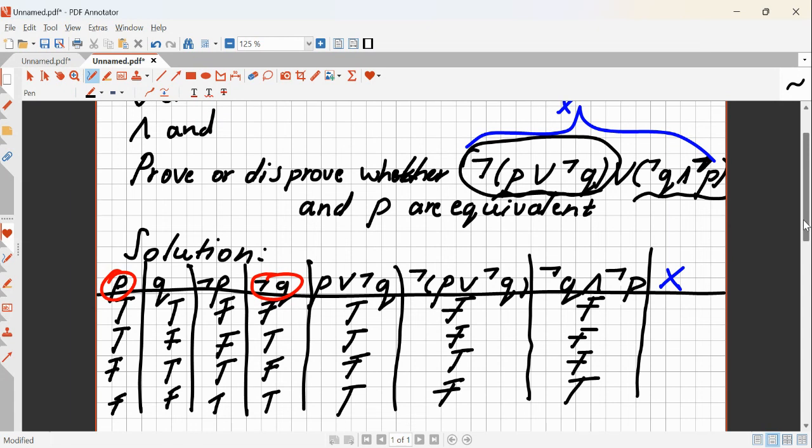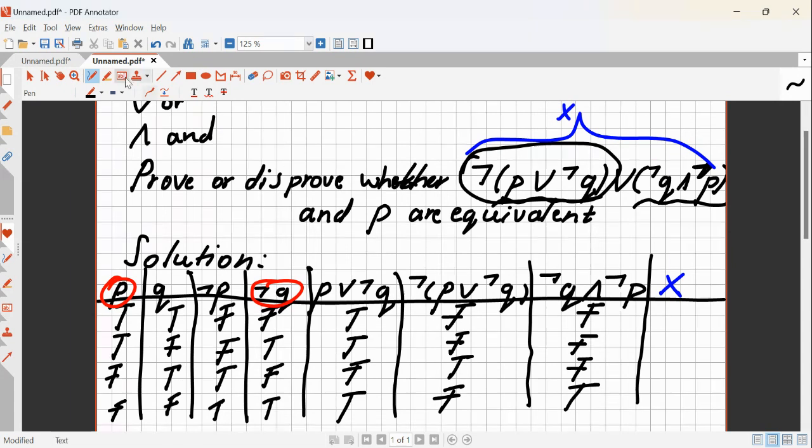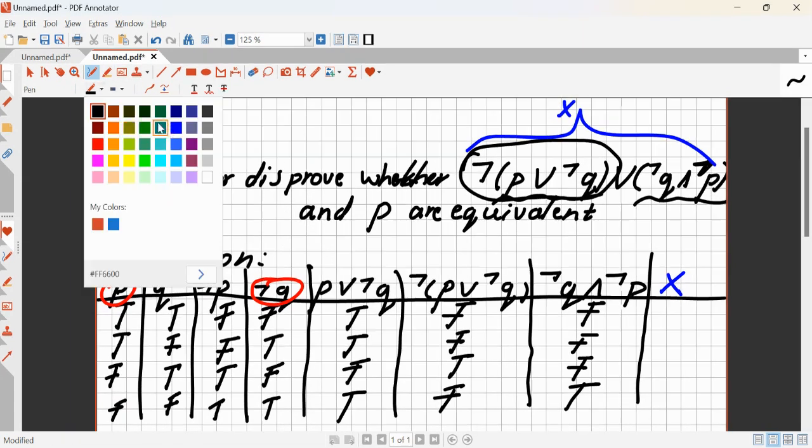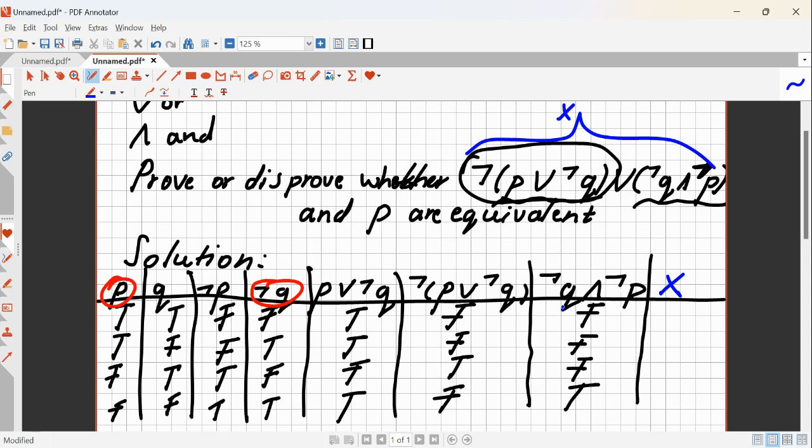Okay, what about our whole expression? So we are taking this column and this column and the or column. So we will receive F, F, true, and true.